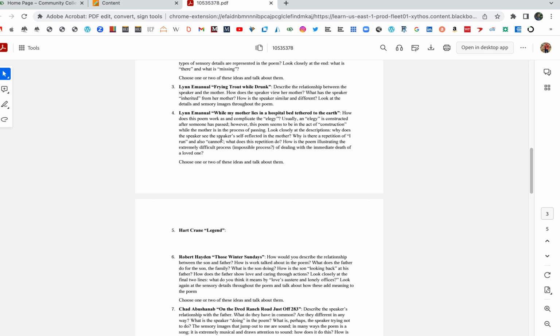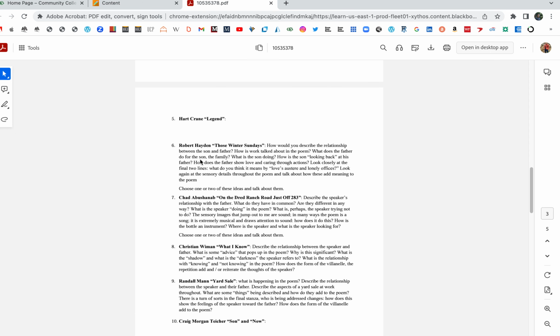self reflected in the mother? Why is there a repetition of "I run" and also "cannot"? What does this repetition do? How is the poem illustrating the extremely difficult, perhaps impossible, process of dealing with the immediate death of a loved one? Again, choose one or two and talk about these things.